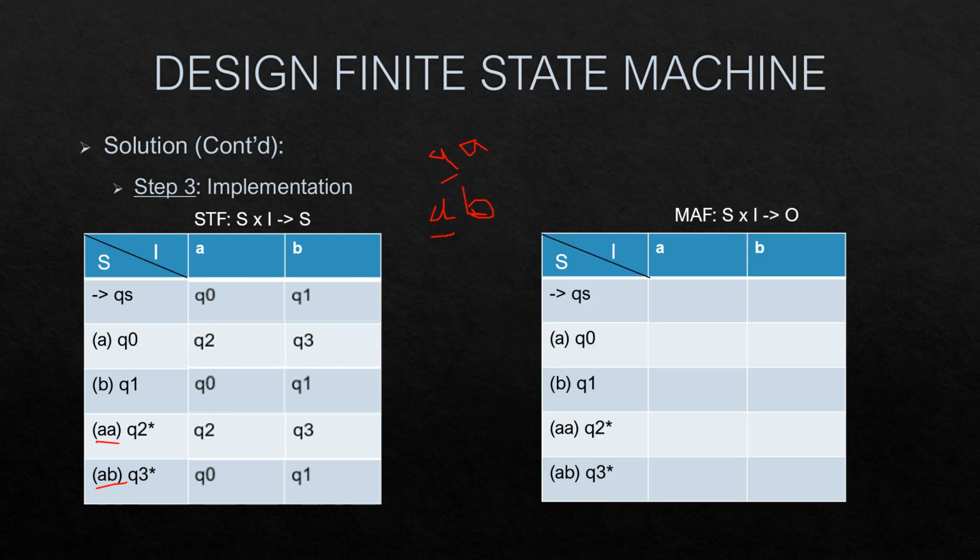Let's check out our machine function table. Here, other than Q2 and Q3, that are our final states, all the non-final states will give the output as N, and our final states, that is Q2 and Q3, will give us the output as Y, that is yes, it is a valid input string.